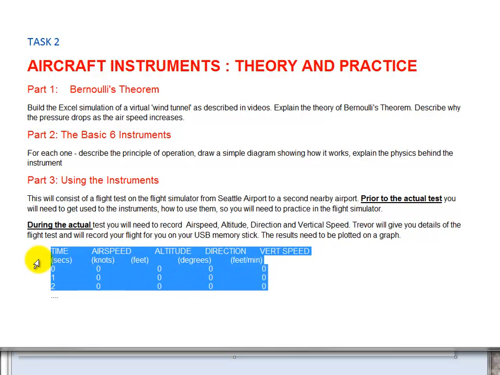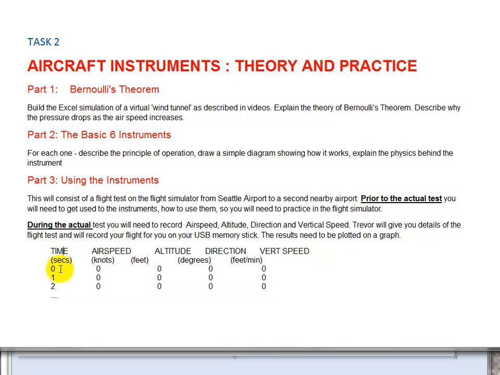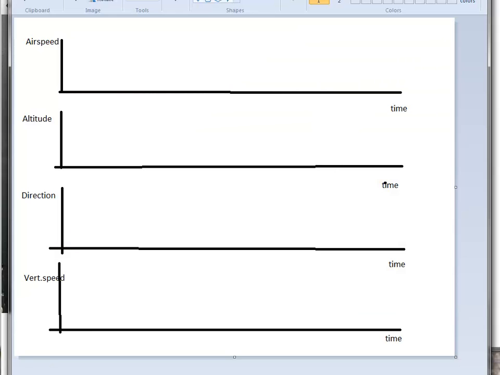in just several columns. Time, you'll be giving a measurement every second, airspeed in knots, altitude in feet, direction in degrees, and vertical speed in feet per minute. And then you'll plot those out into a graph that looks something like this. So airspeed against time, altitude against time, direction against time, and vertical speed against time.